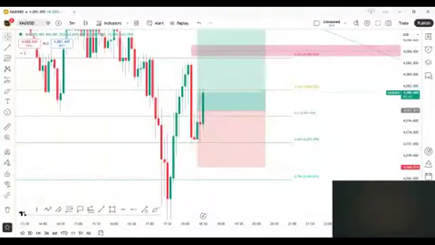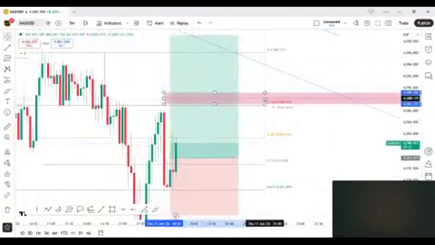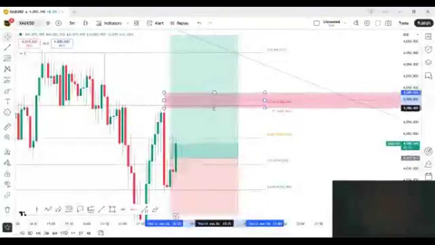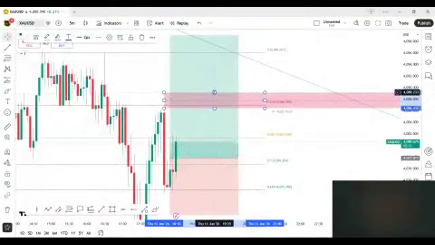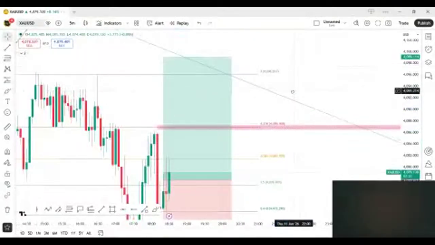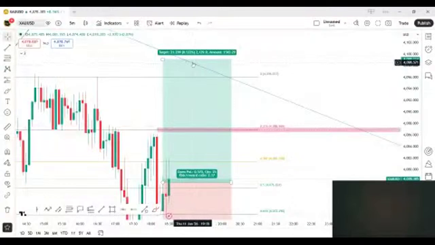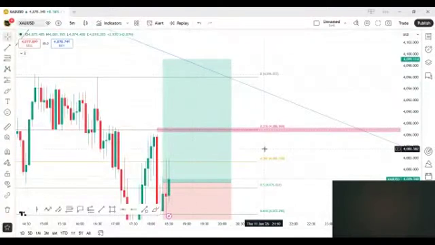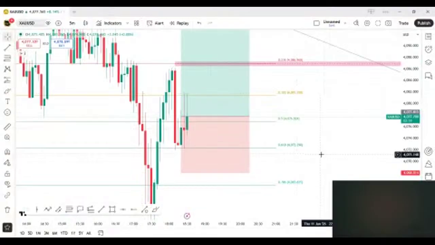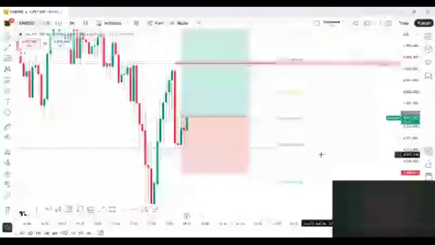TPs are clear, bro. Again, I'm marking. This is TP1 at 4086. This is TP1, as I've told you. This high will be TP1, and our TP2 will be up at this area, like this channel, like I've told you. So the market has given us approximately 60 pips.